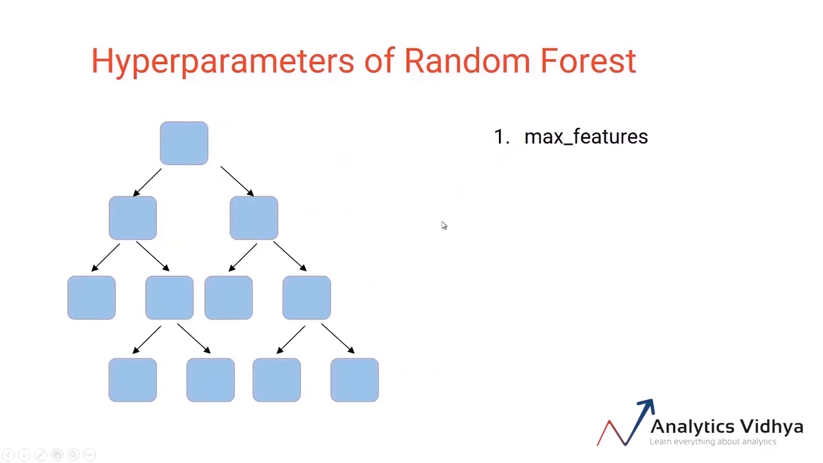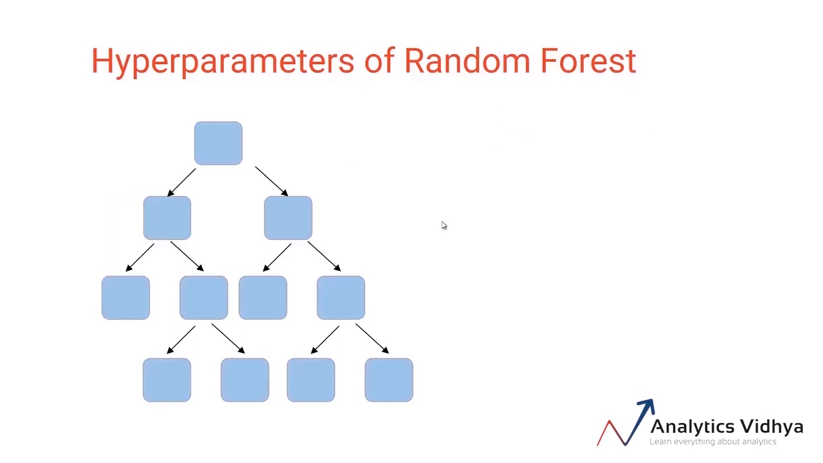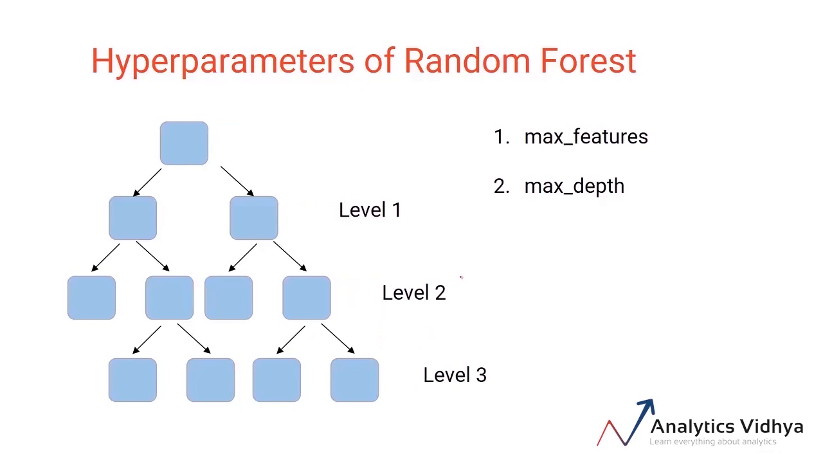Another hyperparameter could be the depth of the tree. For example, in this given tree, here we have level 1, here we have level 2, and this will be our level 3. So the depth of the tree in this case is 3. We can decide the depth to which a tree can grow, and this can be considered as one of the stopping criteria that restrict the growth of the tree.